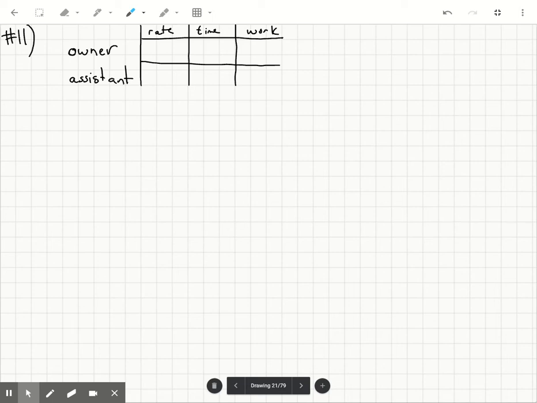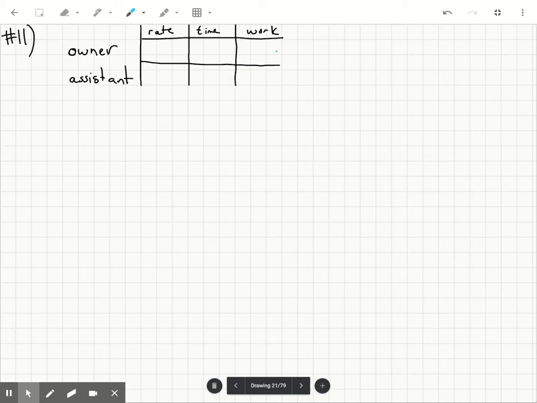All right, taking a look at number 11 here. Let me scroll to it. So we've got our roofing contractor, and he said it takes him about 20 hours to roof a house if he does it on his own. He has an assistant that could do it in about 30 hours. So we want to find out how long it would take them to do it together.